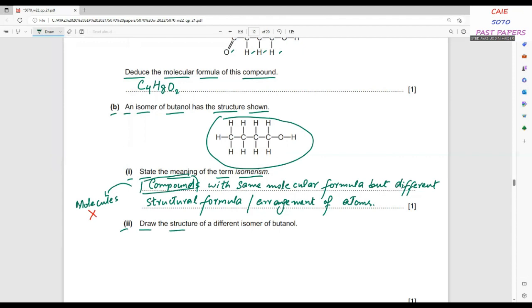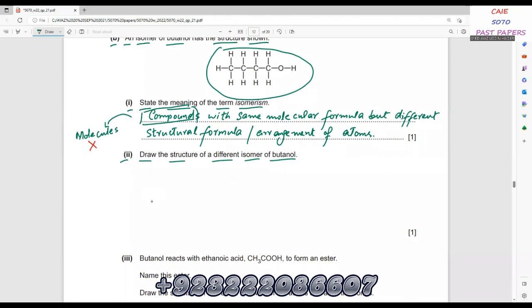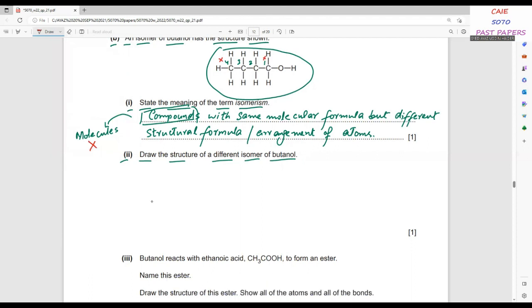Number 2, draw the structure of a different isomer of butanol. The one which is given has OH attached to carbon number 1. You can change the position of OH to either the 2nd or 3rd position, not at the 4th position, neither 1 nor 4th position. So you can have any of these positions, 3 or 2. So these are the isomers of butanol.